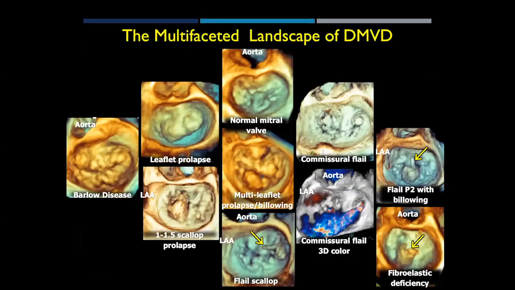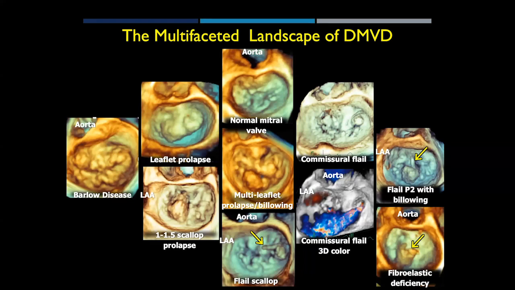So for your exams, you will need to be able to identify what scallop is involved. You will be given a TEE image along with regurgitation, and you could be asked which scallop is abnormal, or which scallop is causing the problem. So the landscape of degenerative mitral valve disease is multifaceted.